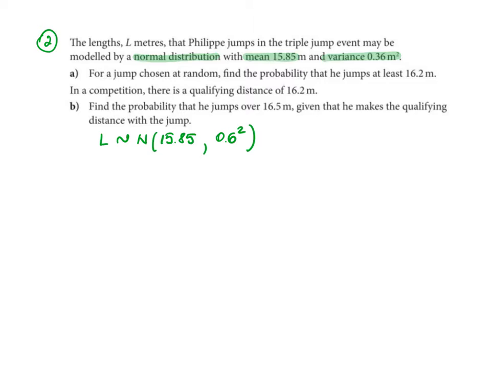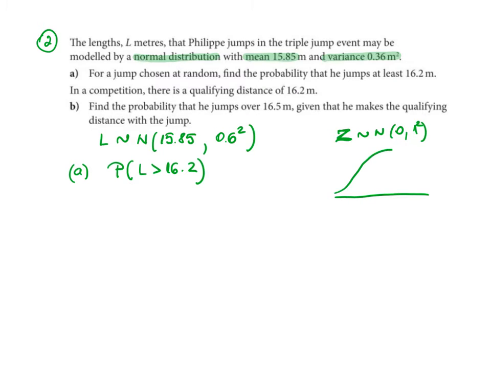For a jump chosen at random, find the probability that the jump is at least 16.2. So I am asked to find the probability that L is bigger than 16.2. I will need to standardize the normal variable. So I will use Z, which is normally distributed with 0, 1. This is because I have a table of values for Z, but I can't have a table of values for each possible normal distribution.